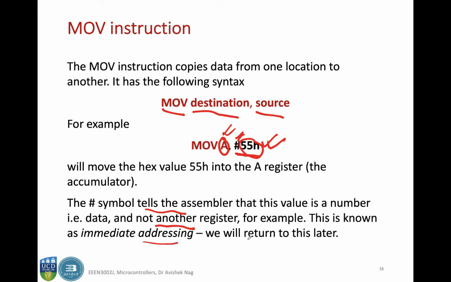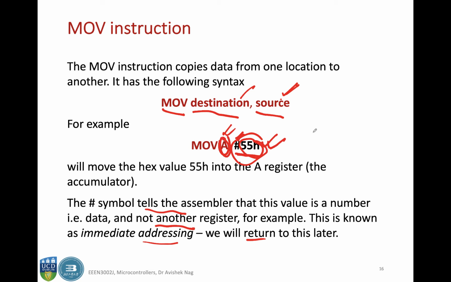We will also study this later in detail when we do addressing modes. But yeah, so this is the syntax of move. You have a destination, which is a register in this example, the A register, and the source can be another register or a direct data. So you can either move the contents of another register to register A.